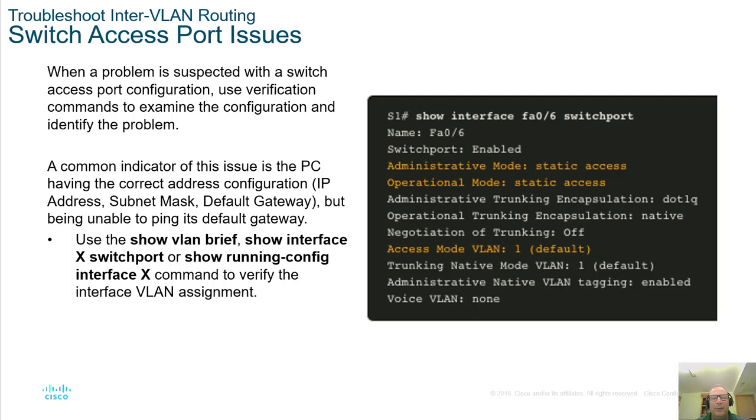The last thing they're pointing out here is switch access port issues. Maybe you didn't turn a port on. I don't know what else is going on with this one. Administrative port is static access. Common indicator, use PC as command. IP. Okay, so maybe we've got some IP address information that's set up incorrectly, or you didn't put it in a particular VLAN at all, or in this case, it's stuck in VLAN 1. Show interface is a good thing to do.